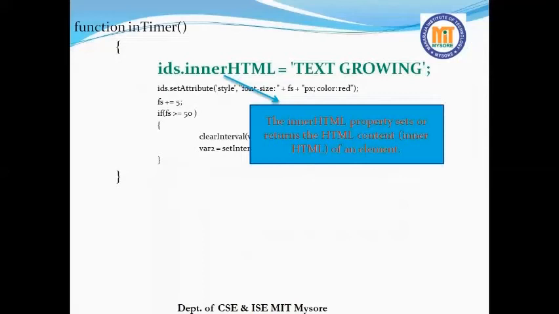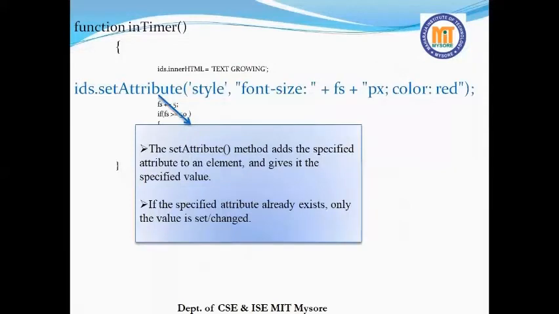As I said earlier, we are not writing any content for the paragraph tag. Instead, I'm specifying the content by making use of the innerHTML property. This property sets or returns the HTML content of an element. So it takes the format: HTMLElementObject.innerHTML is equal to text. The text replaces the existing content. Next is IDs.setAttribute of style, font size, fs in terms of pixels.